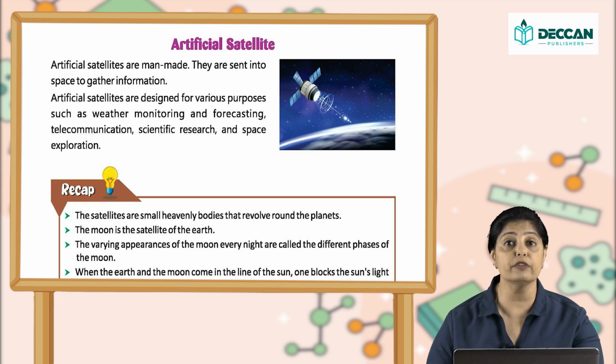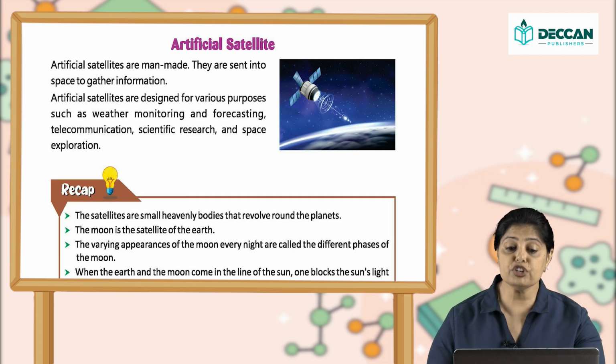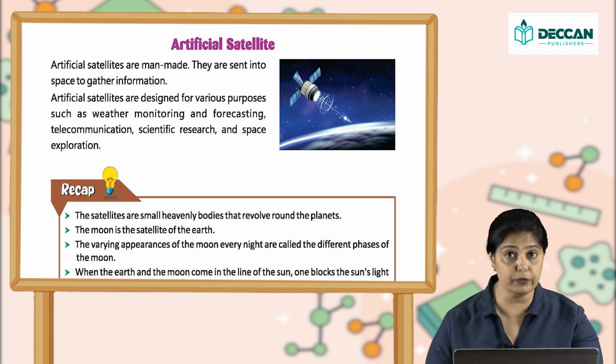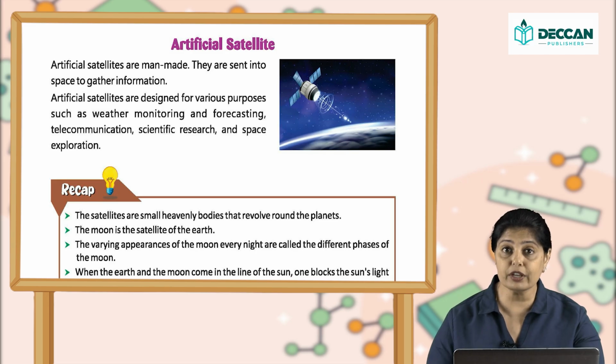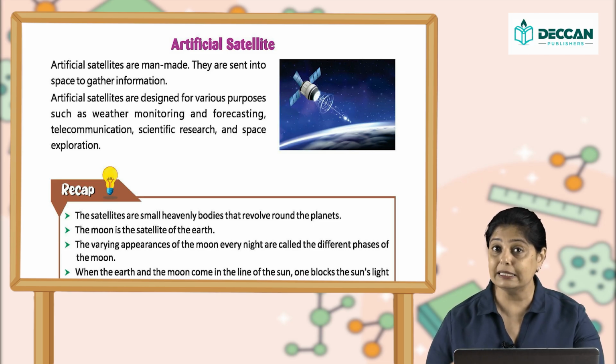Now, there are certain satellites which are sent to the space. These are known as artificial satellites. Artificial means they are man-made, they are made by us, they are not natural. They are sent to space in order to gather information about the planets and about all these celestial bodies. Artificial satellites are designed for various purposes, such as helping us in monitoring and forecasting of the weather, telecommunication, scientific research, and also space exploration.